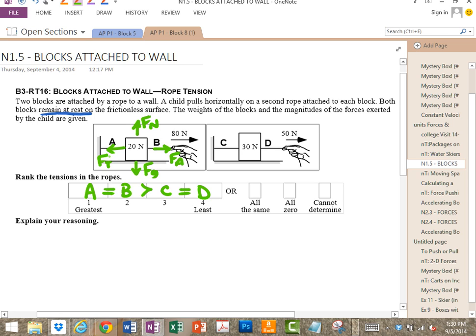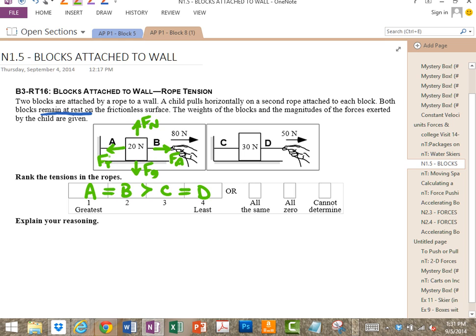Is that okay? What do they have to add up to? They have to equal each other so they don't break each other. So all of them have to add up to 0, don't they? Yeah. So if this is 80, what does this have to be? 80. And if this is 50, that has to be 50. Yeah.